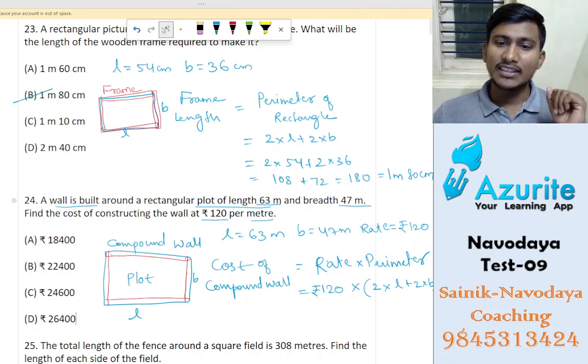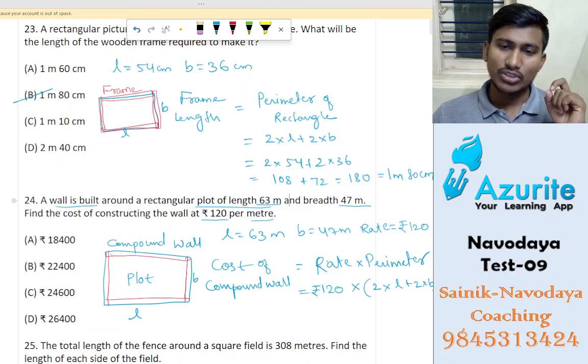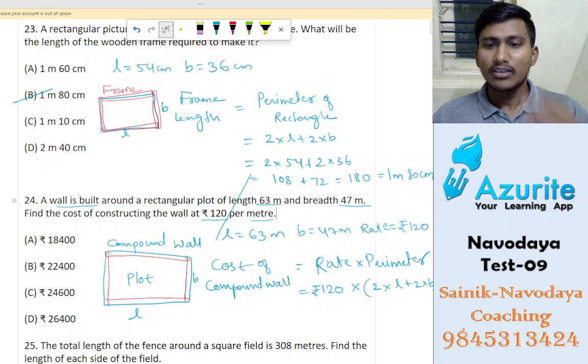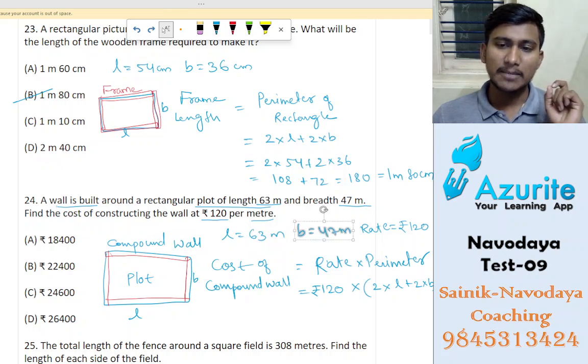So what they are telling, length of the plot is 63 meter and breadth is how much? That is 47 meter. So length is given, breadth is also given. So what we have to find? We just have to find the cost. Length is 63, breadth is 47.